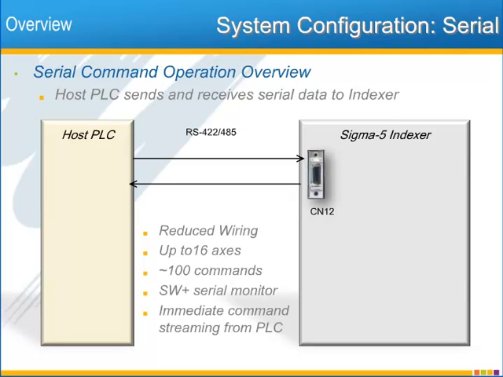As in the previous example with discrete I/O, to start at program step 6, the ASCII command is 1start6. The indexer responds 1 OK to acknowledge receiving the command. All the commands and responses can be monitored in the SigmaWin Plus software.